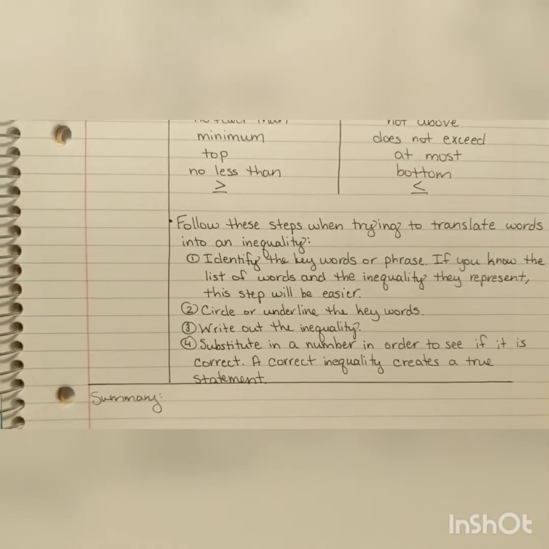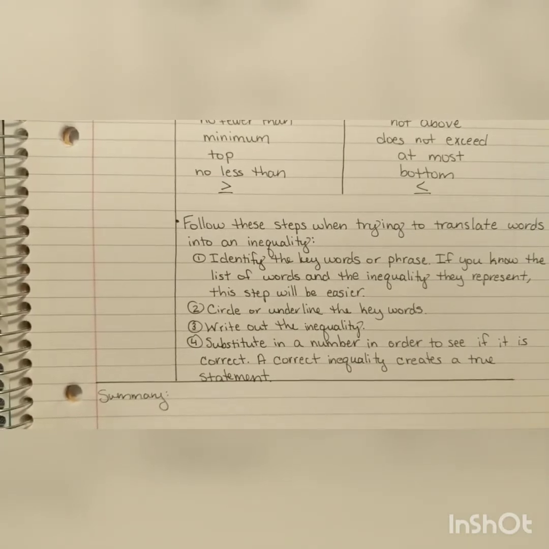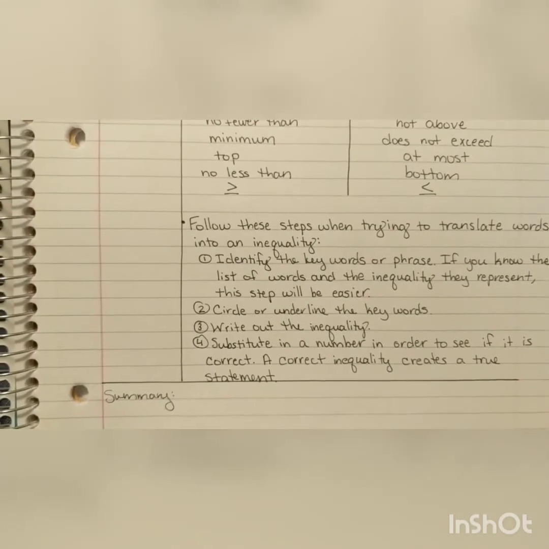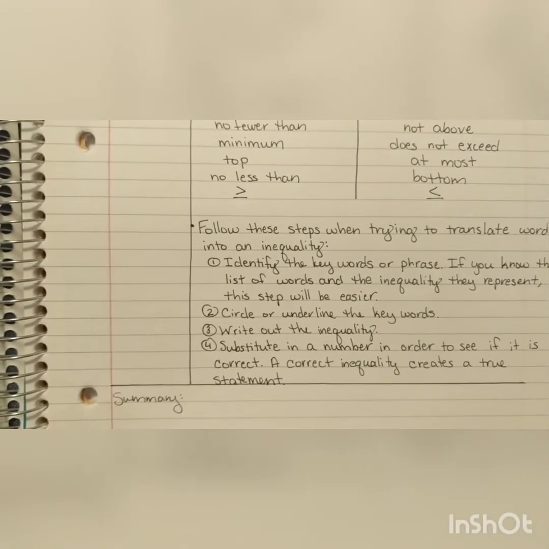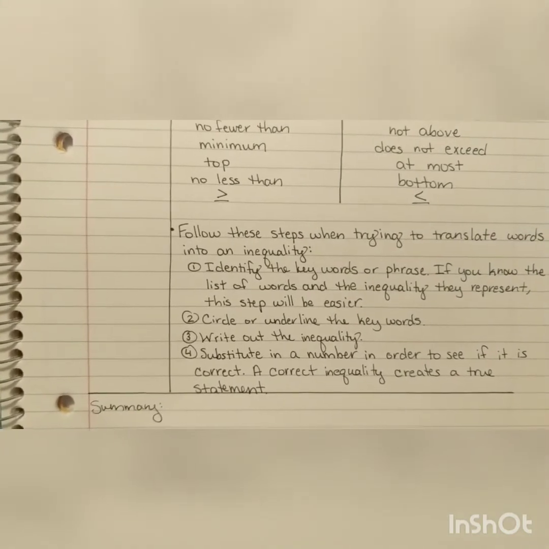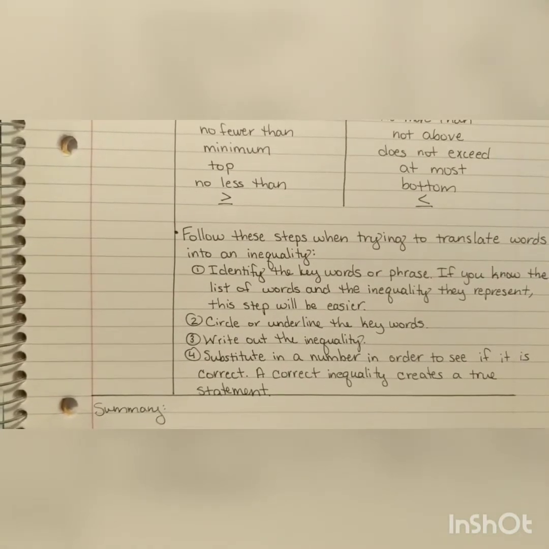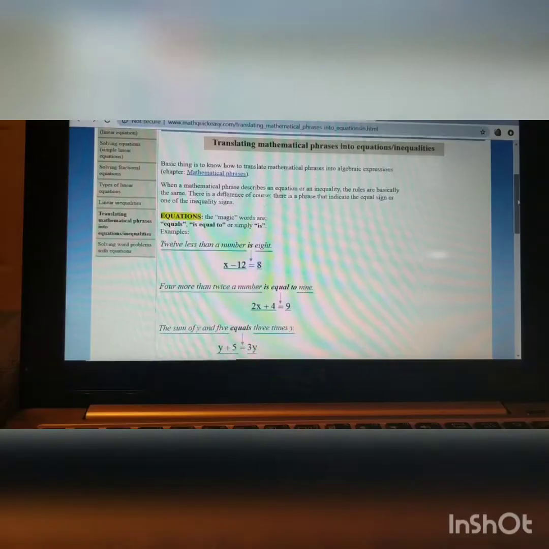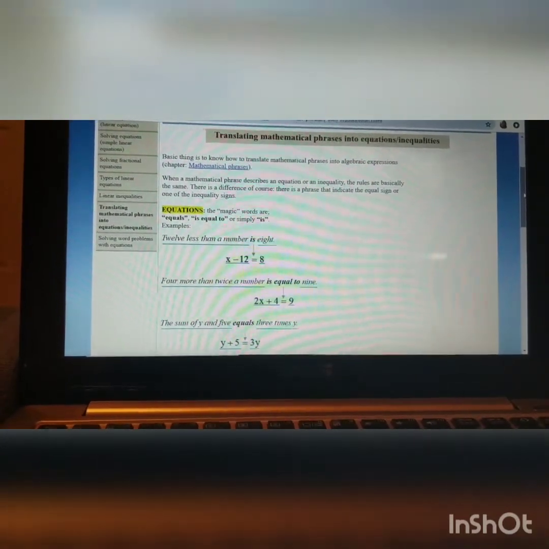So for example, if you wrote x less than 5 and picked the number 6, is 6 less than 5? No. It would have to be 4. 4 would have to be less than 5. So when you substitute a number in to make sure that your inequality is a true statement, it has to be valid. I'm going to use these examples, translating mathematical phrases into equations and inequalities, because this ties in what we just learned into what we're learning in this unit.